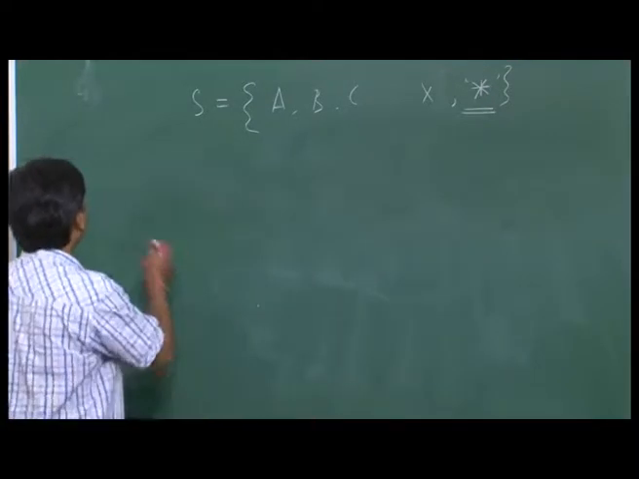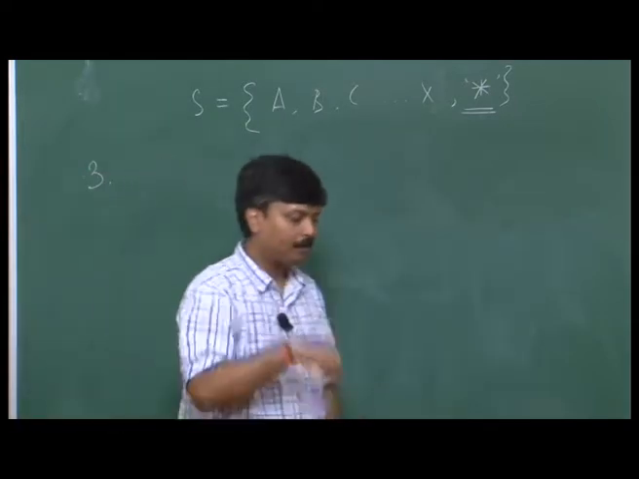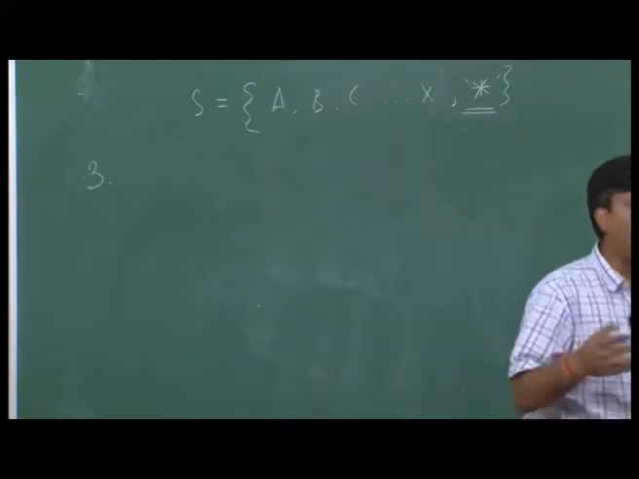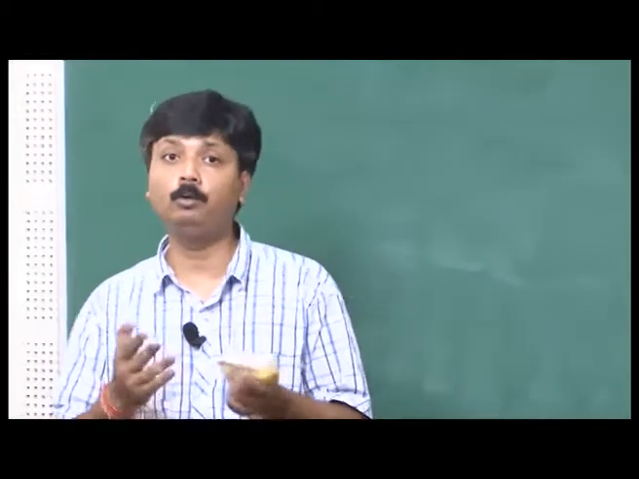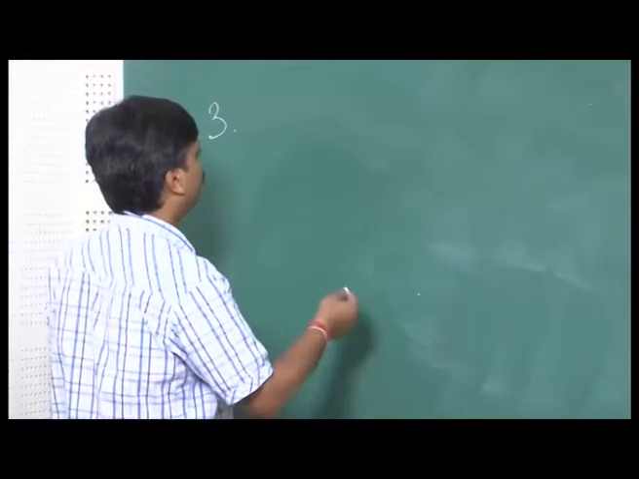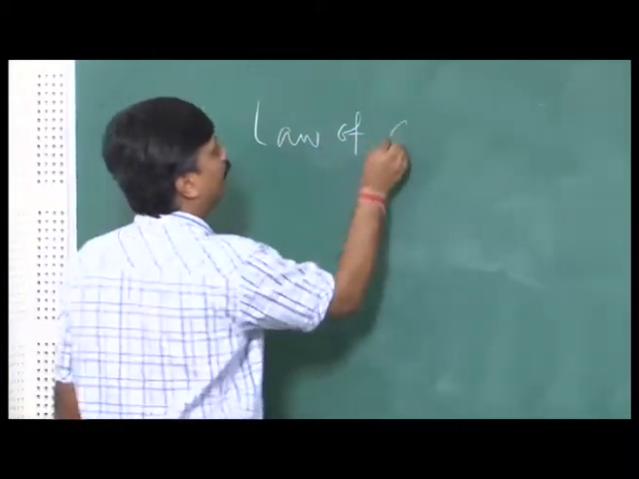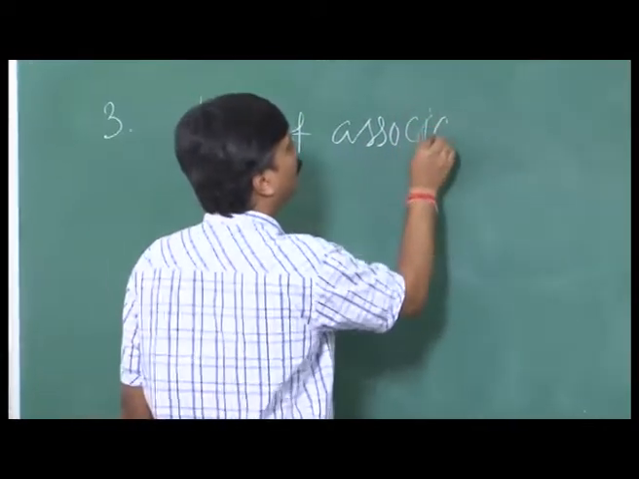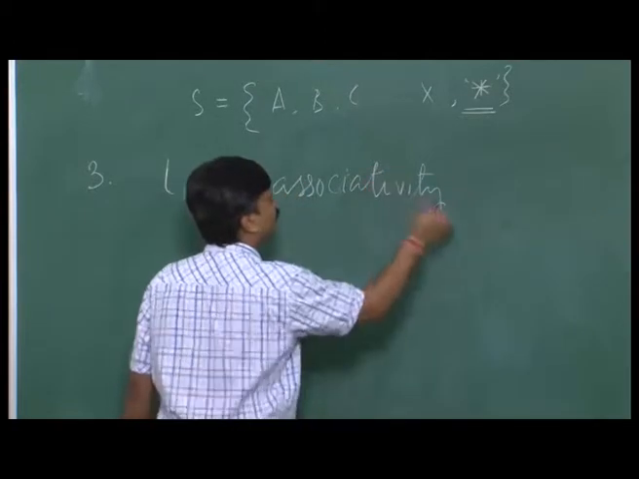So let us move on to law 3, which says that the law of associativity must hold for that particular set in order to be called a group. So it says the law of associativity must hold.